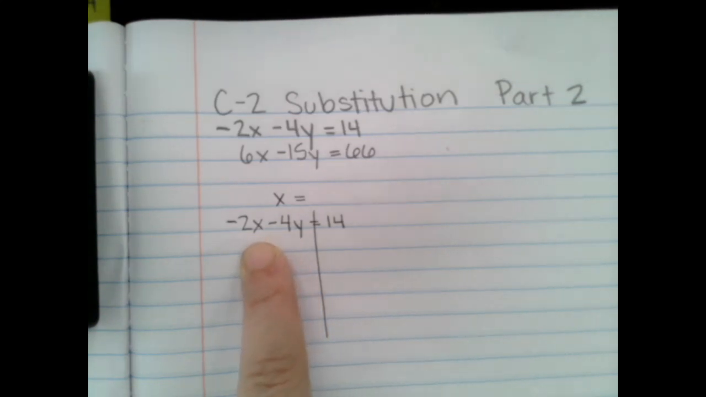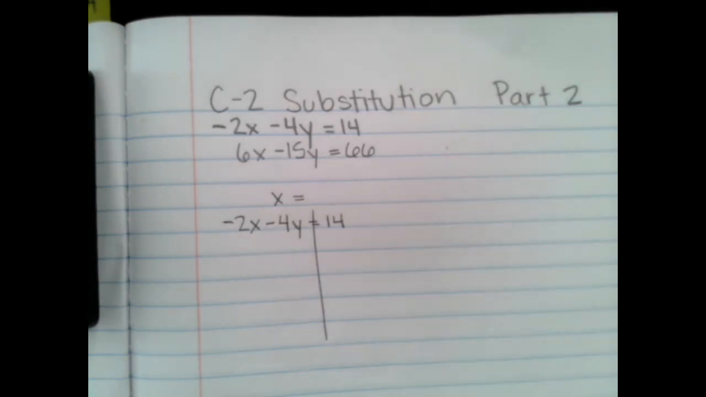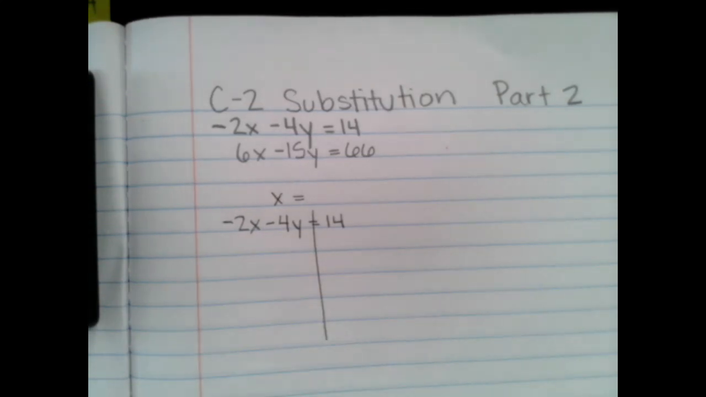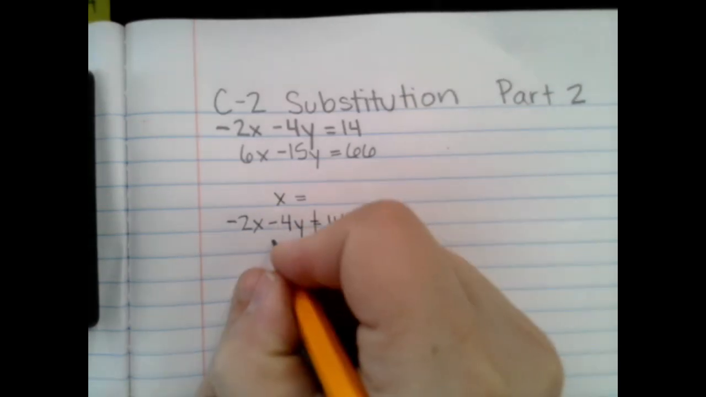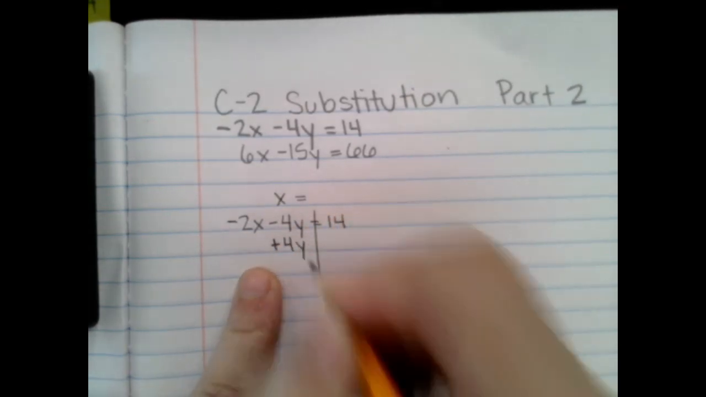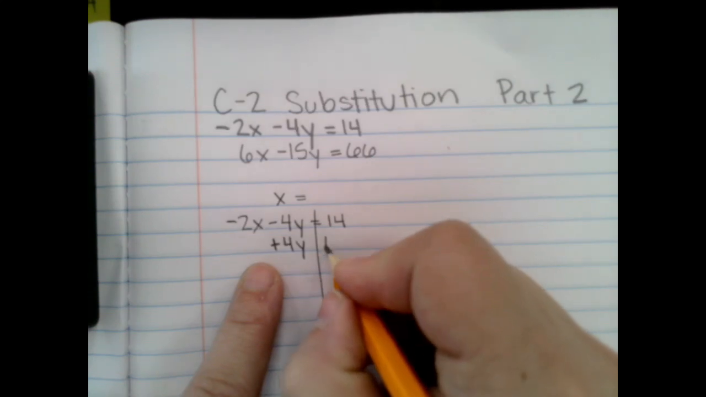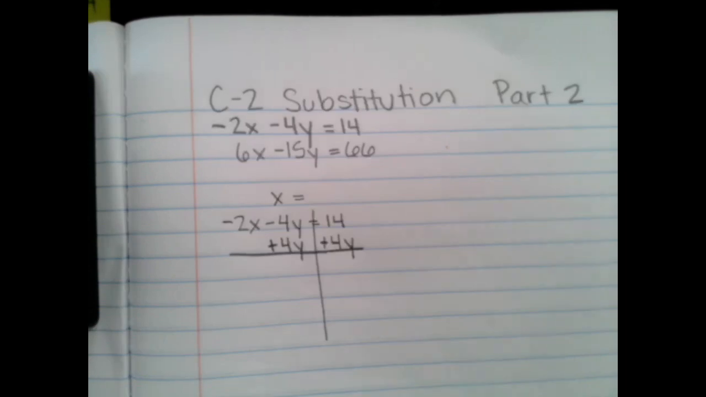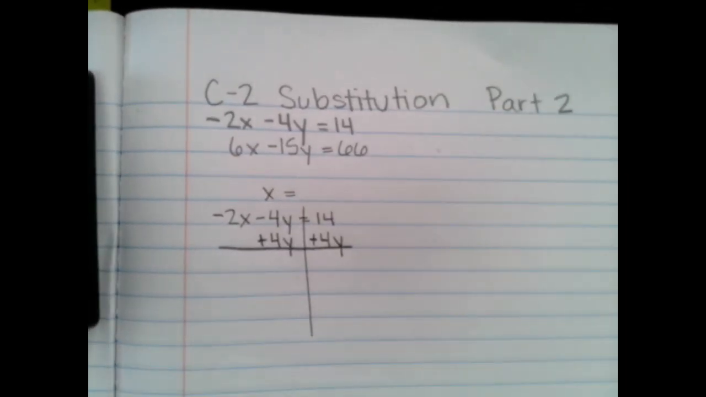So to get x by itself, are we going to undo the negative 2 or undo the minus 4y first? If I'm getting x by itself, do I start with that best friend, negative 2? No, I get rid of that negative 4y, that part that's not connected. So how do I undo a minus 4y? Good, add 4y. If we do it to one side, do it to the other side. All right, that gets rid of this 4y.